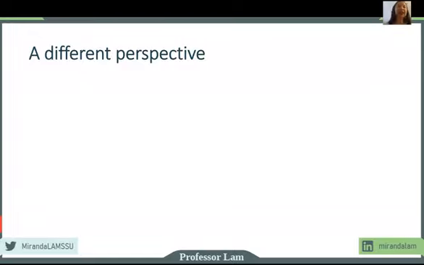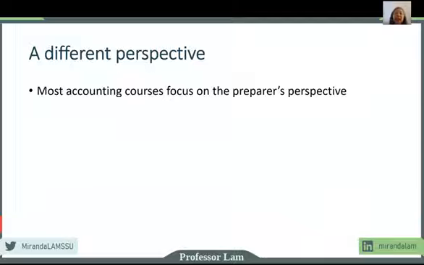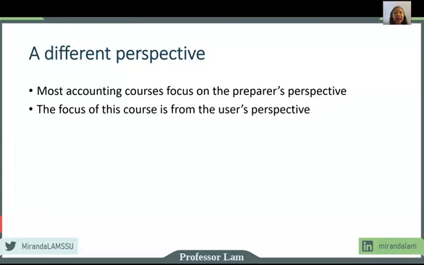This class is different from a typical accounting class because we are looking at it from a different perspective. Most accounting courses focus on the preparer, so you're learning how to prepare a set of financial statements. In this course, we're going to focus on the user's experience. So we want to look at how someone would use the financial statement.